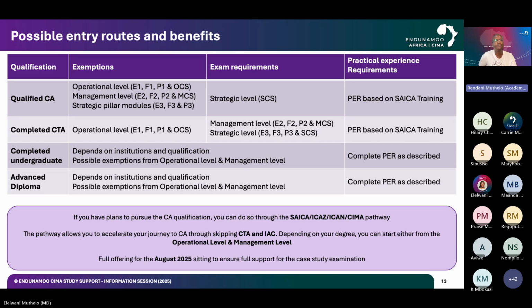Advanced diploma as well, as I was saying, they've got different requirements. And from a PER perspective, you will be required to complete that detailed PER. But it's quite simple in itself, as you might have seen. So that is essentially the journey right here. Quite a bit of a mouthful, but we are here. Let me take questions.